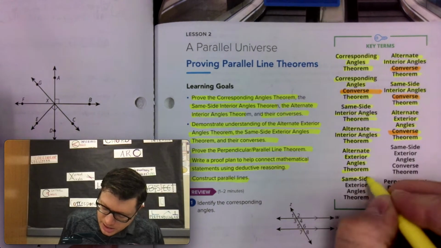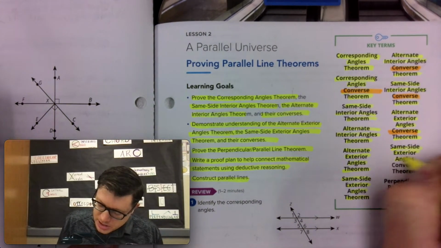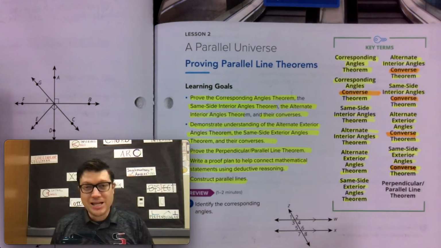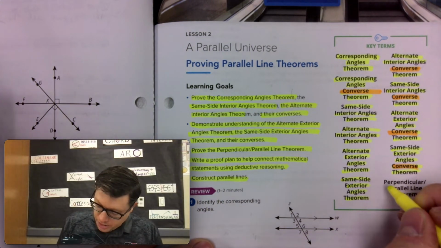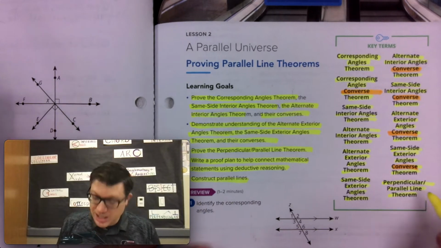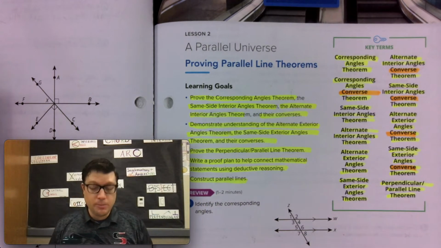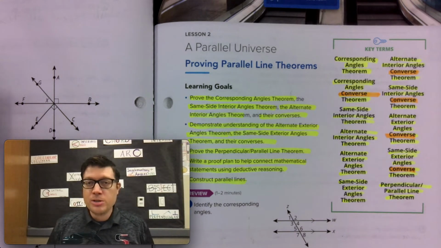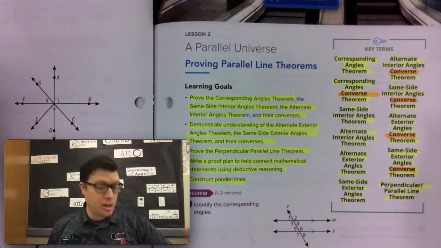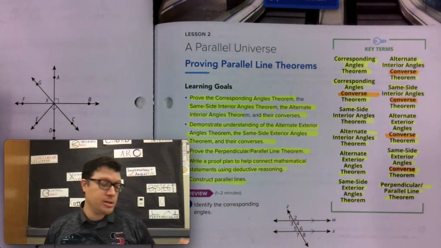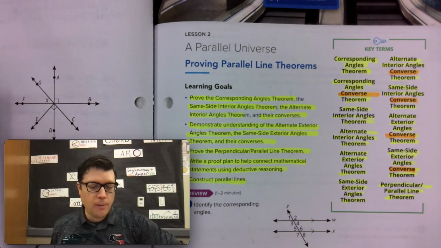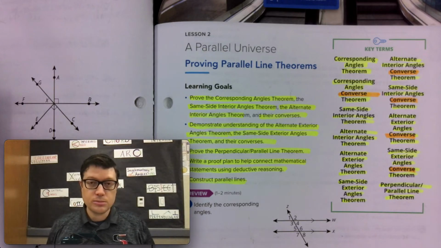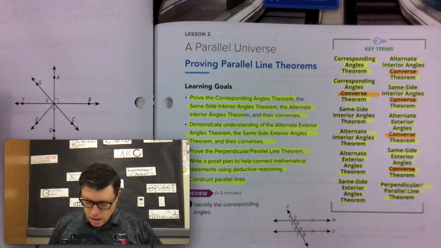Same side exterior angles theorem, same side exterior angles converse theorem, and then perpendicular and parallel line theorem. These are all the vocabulary words in this lesson, and trust me, because of the depth of description in those vocabulary words, it's going to be immense, and you need to put in the work with your note cards as a resource to help drive those terms home, and then learn it.